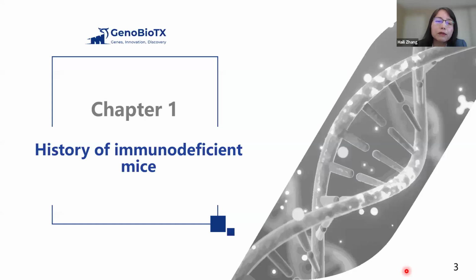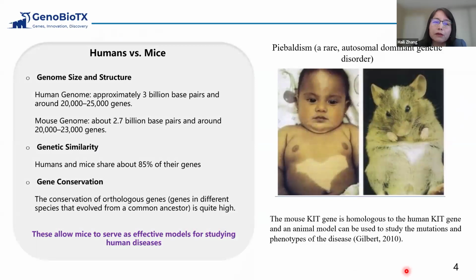The history of immunodeficient mice, in fact, is the story of how researchers have optimized these animal models to study human diseases and develop therapeutics. While humans and mice are two distinct species, they share some similarities, particularly in the functioning of their immune systems. This similarity has made mice invaluable tools in biomedical research.